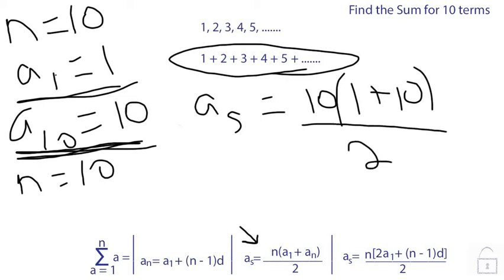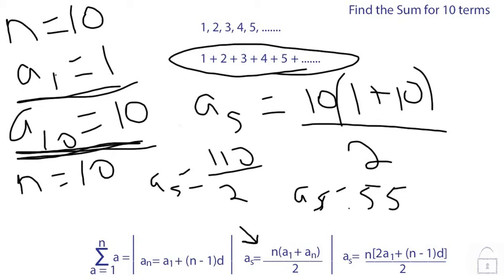Now we just simplify and solve, so we get 10 times 11, which is equal to 110 over 2, and that's equal to 55. So a sub s is equal to 55. Alright, and that's our answer for this problem. Alright, let's move on to the next.